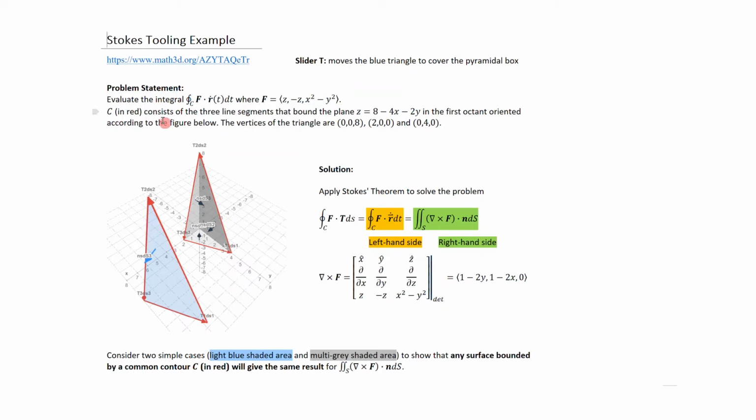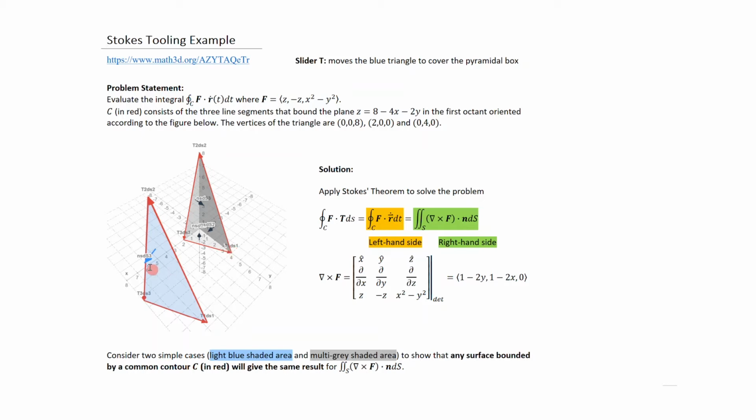So C in red consists of 3 line segments, and they bound the plane z equals 8 minus 4x minus 2y, which is this surface on top of the pyramidal box, and it's in the first octant, oriented according to the figure shown here. The vertices of the triangle are (0, 0, 8), which is this point here, (2, 0, 0), which is this point here, and (0, 4, 0), which is this point here.